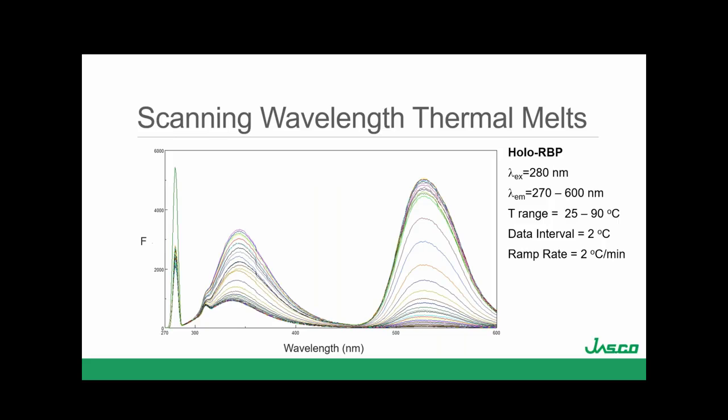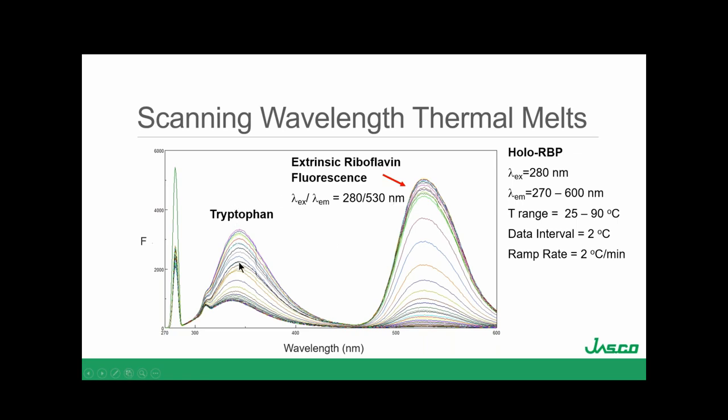So now here is the holo RBP thermal scans under the same conditions. You can see there's a lot more going on, and we might understand a little bit more about that bump. So this is the tryptophan. This is the extrinsic riboflavin fluorescence. So if we excite at 280, it gives an emission at 530 nanometers.